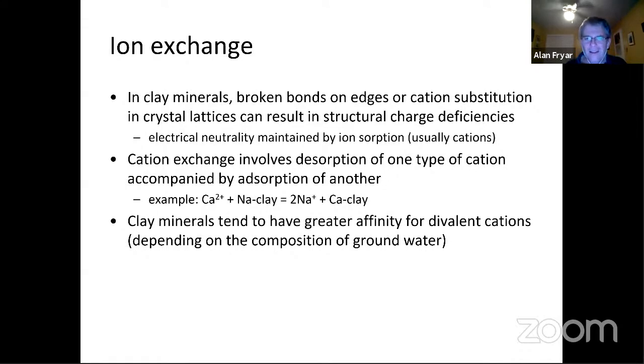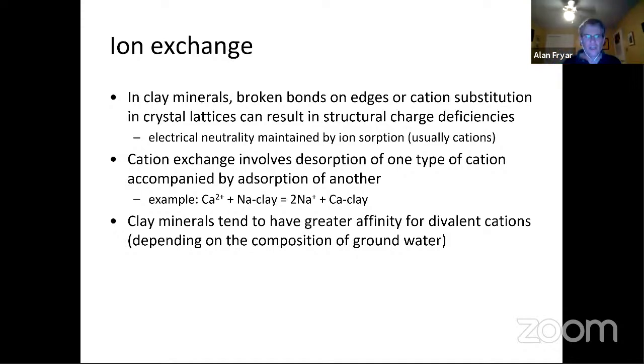And if you have cation substitution in the crystal lattice such that a less charged cation, like +3 iron, substitutes for a higher charged cation, like silicon, then that results in what we call a structural charge deficiency or a defect. And so in order to maintain electrical neutrality, because electrical neutrality has to be maintained in solution, ions, typically cations, are absorbed into what's called the interlayer between the sheets, like the sheets I showed you for the kaolinite, into the space between those sheets. The cations are absorbed out of solution, out of the water, to make up for the charge deficiency.